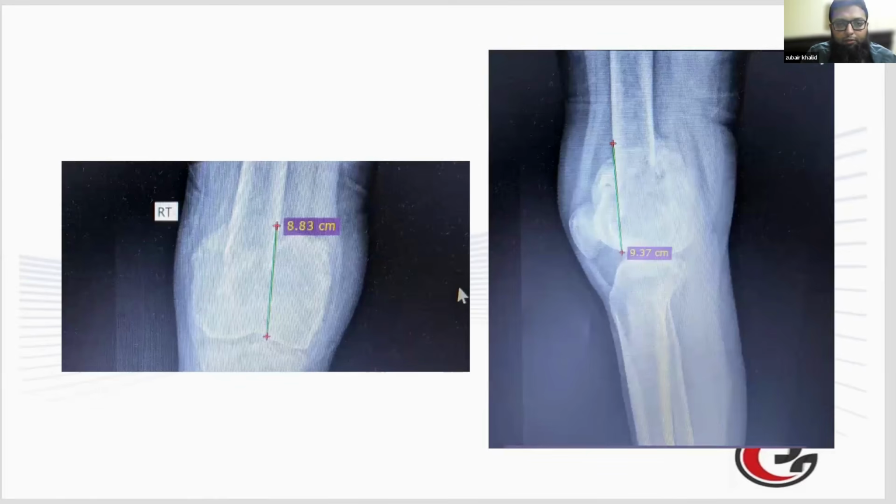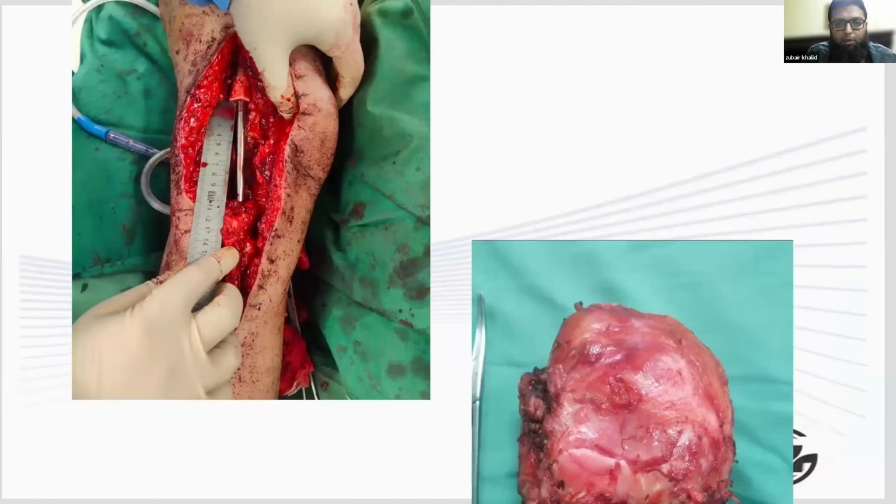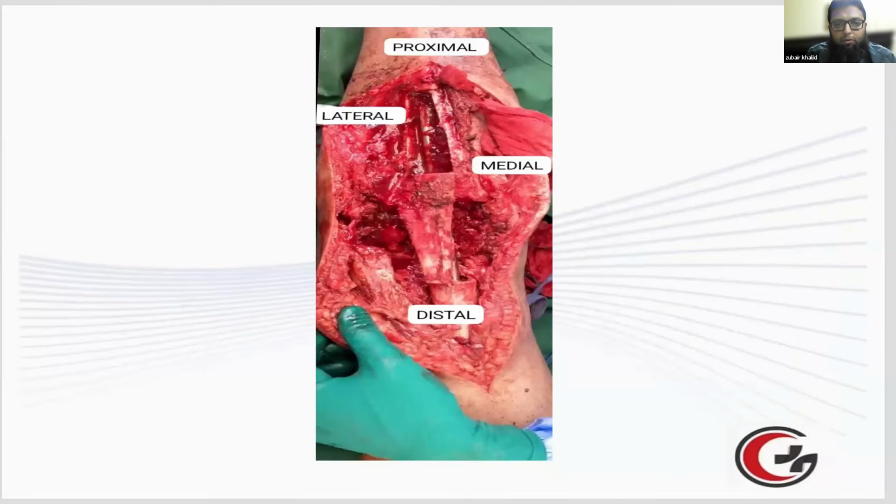This is the lesion which we measured preoperatively, and these are the intraoperative pictures. We dissected the tumor with clear margins, and the gap was 10 centimeters. So we rotated the proximal one-third of the medial tibial cortex proximally to the femur and took a 10 centimeter non-vascularized fibula from the lateral aspect.